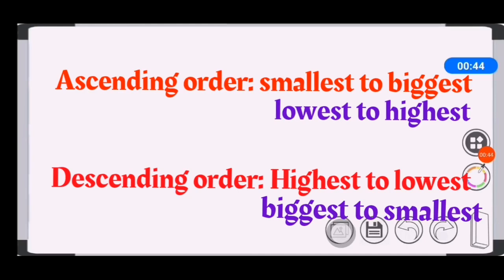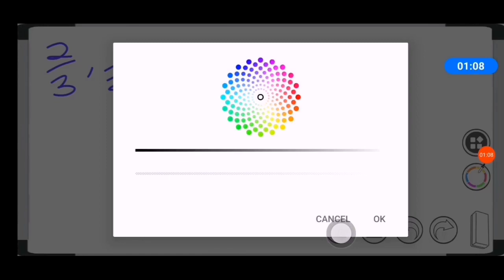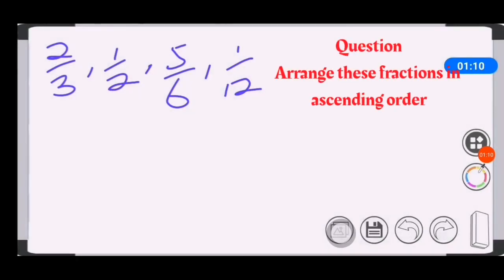Okay, now we're going to arrange these fractions in ascending order. We have 2 over 3, 1 over 2, 5 over 6, and 1 over 12. Good. So we are going to arrange these fractions in ascending order.